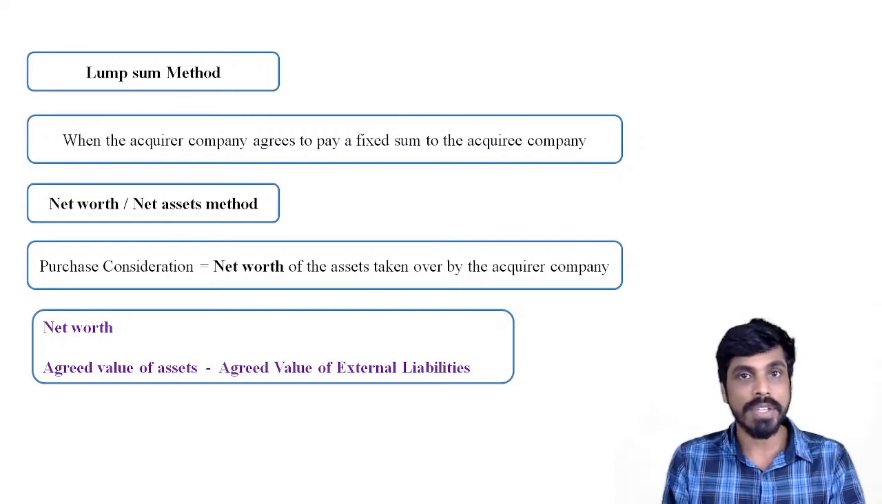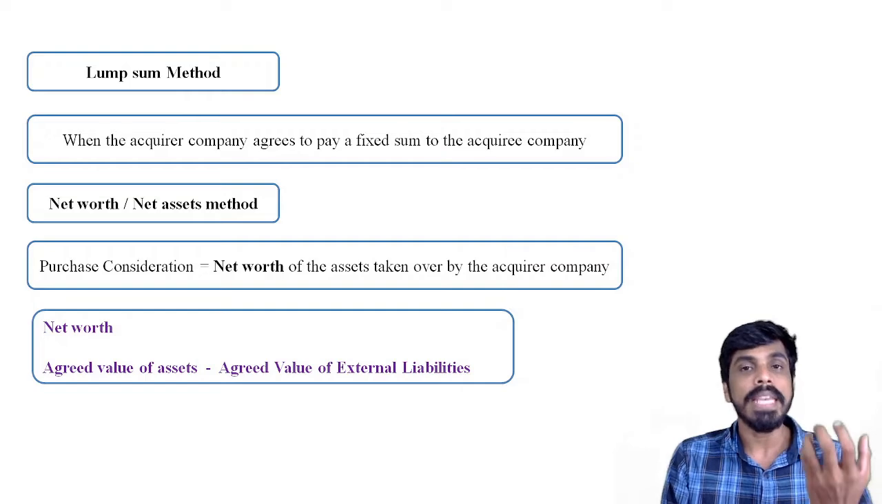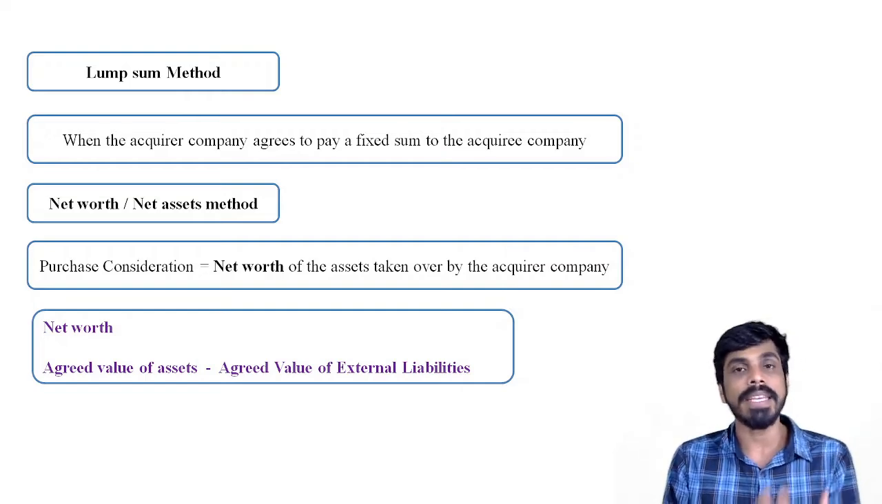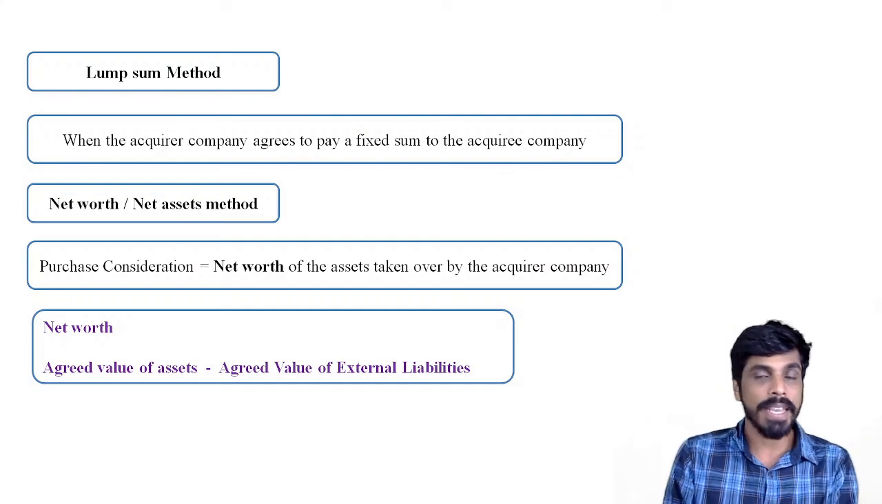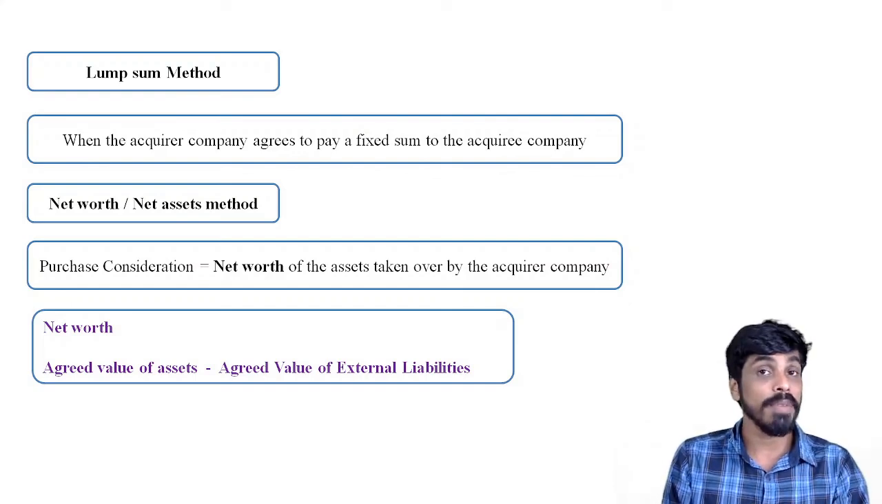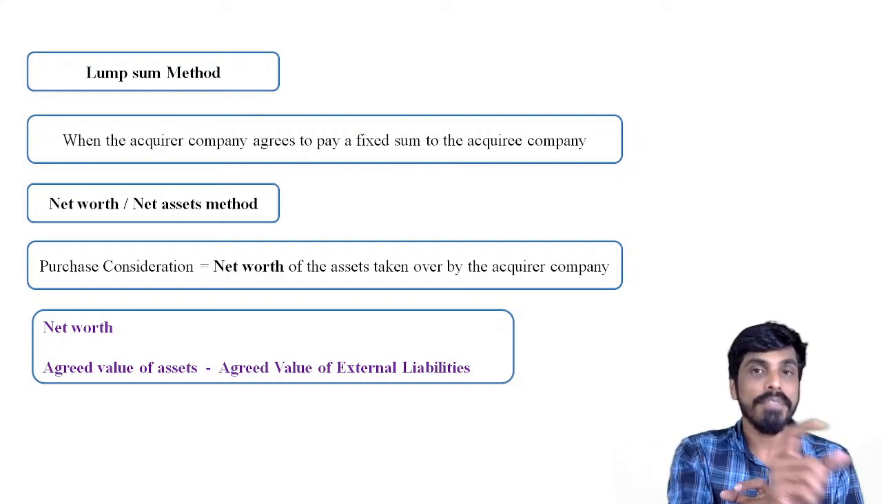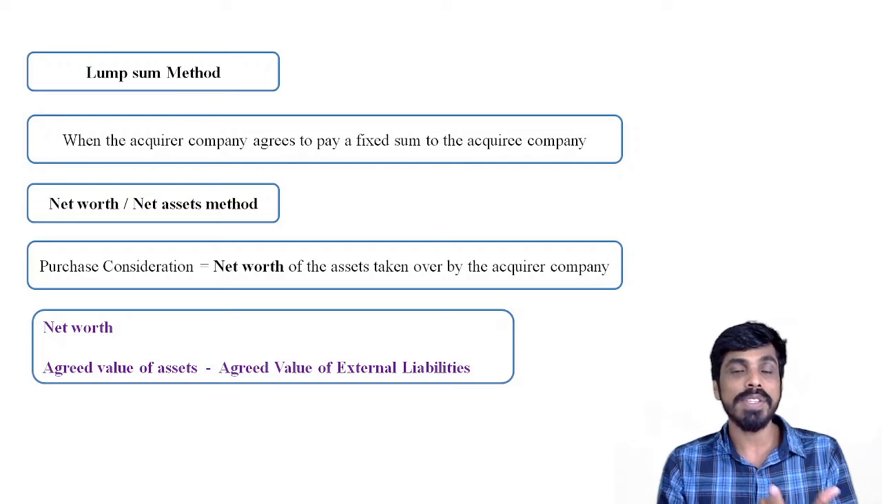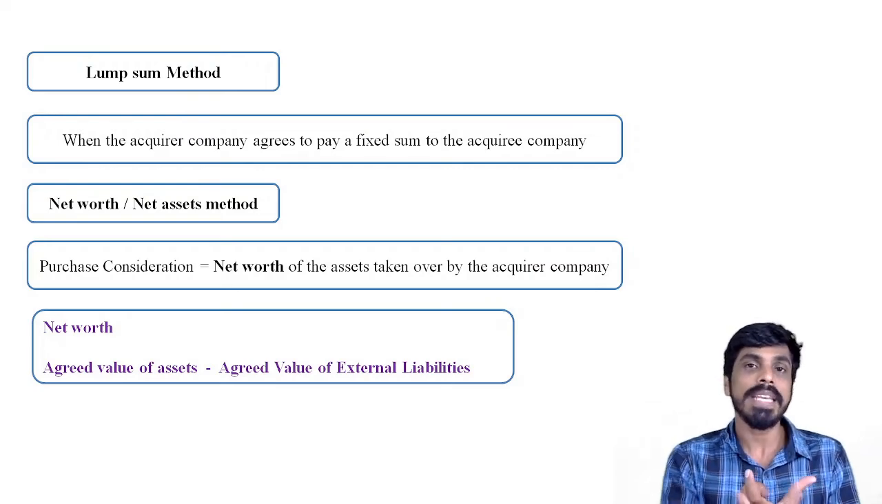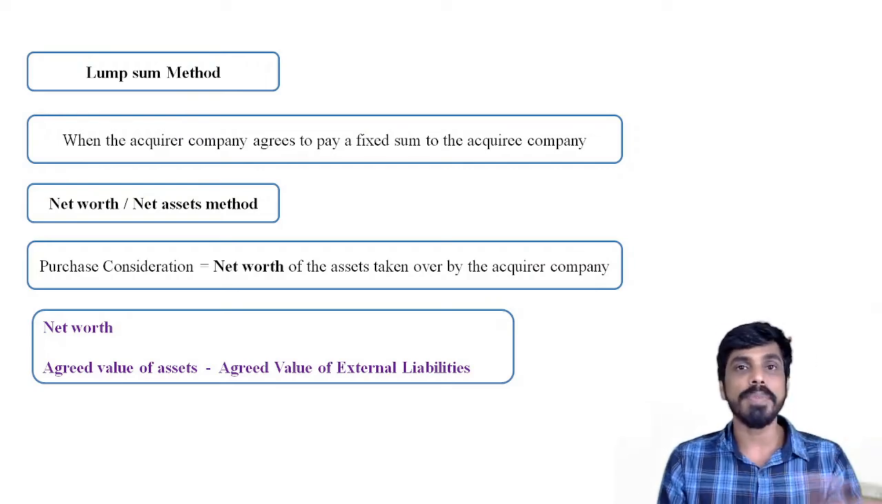So purchase consideration is calculated by taking the net worth of the assets taken over by the acquirer company. Fine. How to calculate net worth? Agreed value of assets minus agreed value of external liability. Listen, assets minus liability. What do you mean by agreed value? Agreed value means the value of assets they agree to take, that is, the acquirer company. And also the value which they agree to pay. That is known as the agreed value of liability. Simply assets minus external liability.